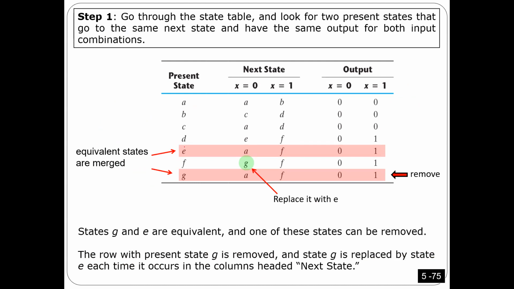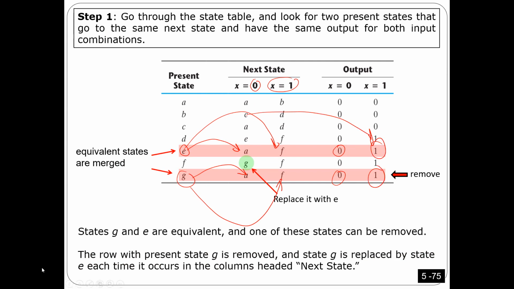So that means if I'm at E and X is 0, I'm going to move to A. In both cases we are going to do the same thing, and they are going to output zeros. Or if I'm in E and X is 1, this one is going to go to F. This one also will go to F. And in both cases you are going to output 1.